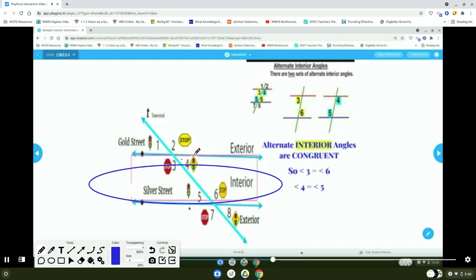The bread is on top, the other slice is below, and the jelly is inside with the peanut butter. So this is the interior. On the interior we have angle 3, angle 4, angle 5, and angle 6. So look carefully before we answer the next question.